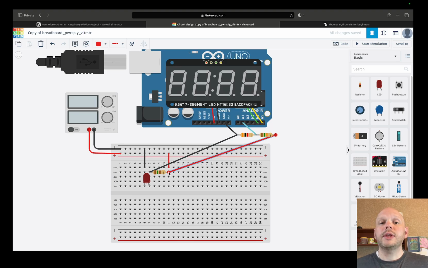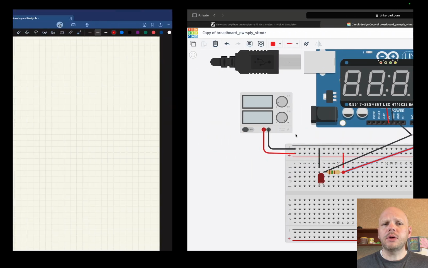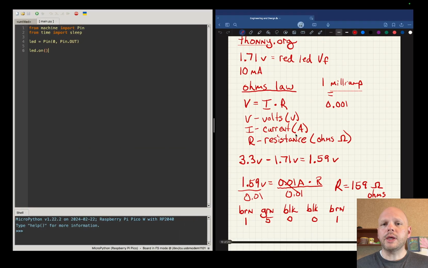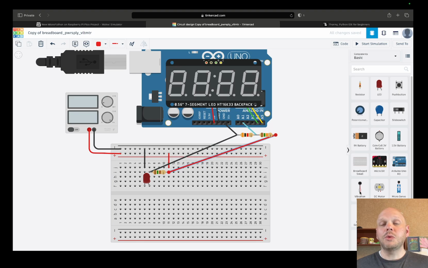Now, what do you think the voltage will be at this point? Remember in our last video, we did a calculation with Ohm's law, and we said we needed a voltage drop of 1.7 volts and about 10 milliamps, and we calculated that we needed a 159 ohm resistor in order to do that, and we had a 150 ohm resistor, and right here this resistor is set to what? 150 ohms.